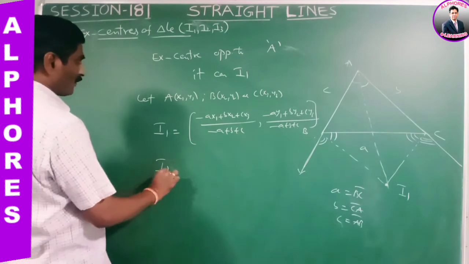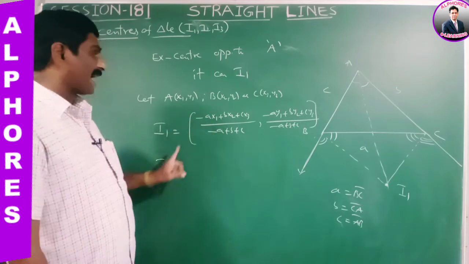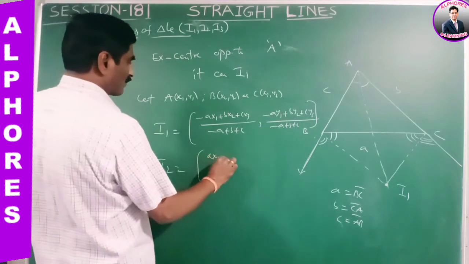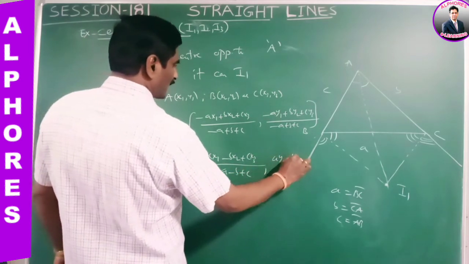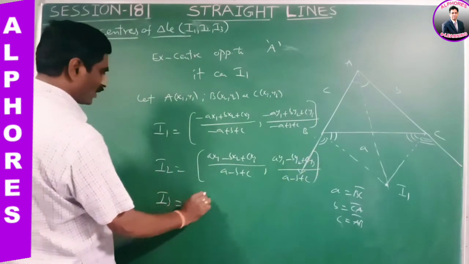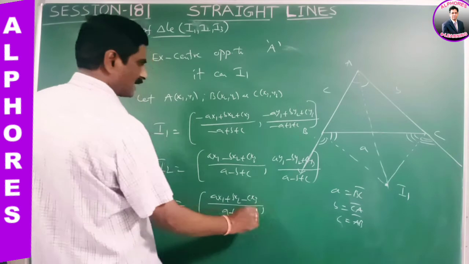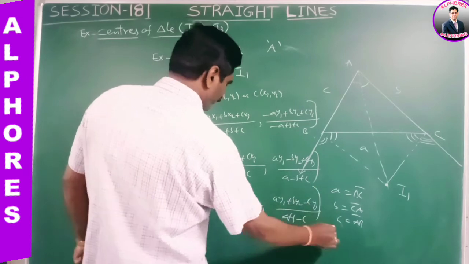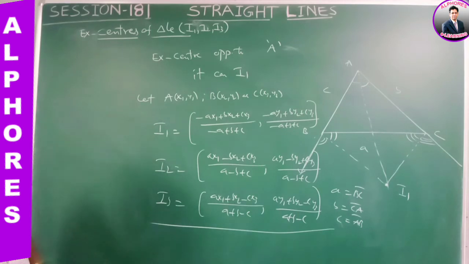Similarly, what are I2 and I3? For getting I1, the a coefficients are negative. For getting I2, the b coefficients are negative. For getting I3, the c coefficients are negative. That means I2 is (a x1 minus b x2 plus c x3) by (a minus b plus c), comma, (a y1 minus b y2 plus c y3) by (a minus b plus c). Similarly, I3 is (a x1 plus b x2 minus c x3) by (a plus b minus c), comma, (a y1 plus b y2 minus c y3) by (a plus b minus c). These are the excenters opposite to the vertices A, B, C respectively. Please note these values.